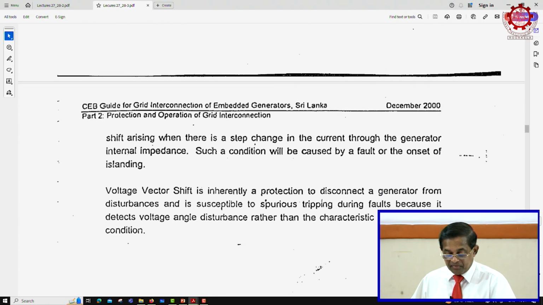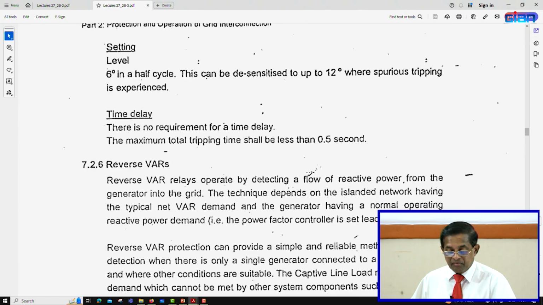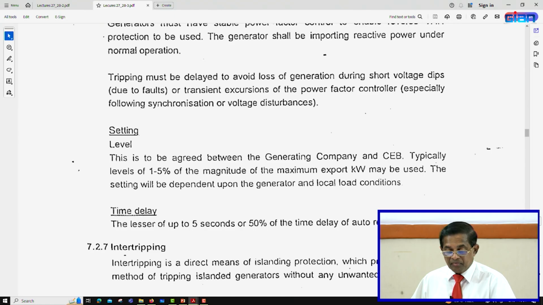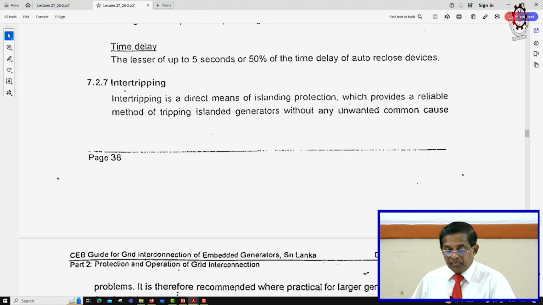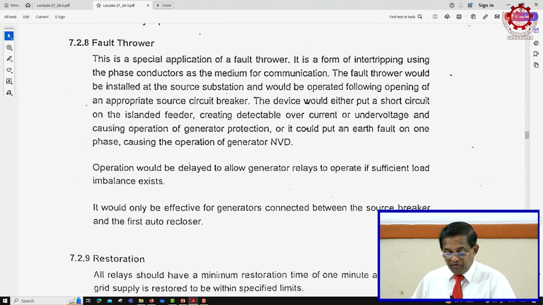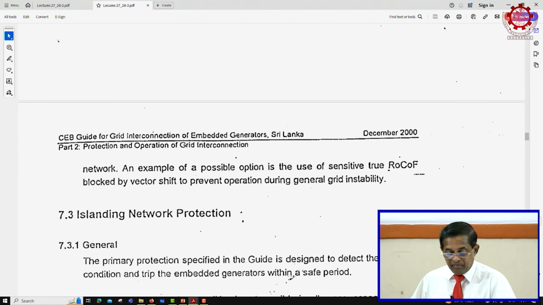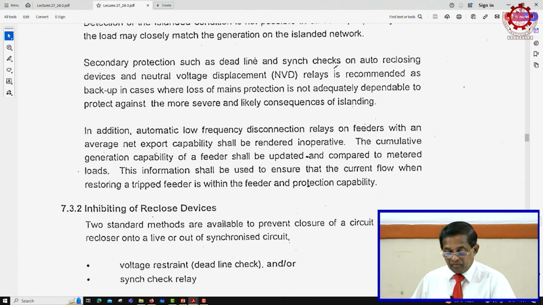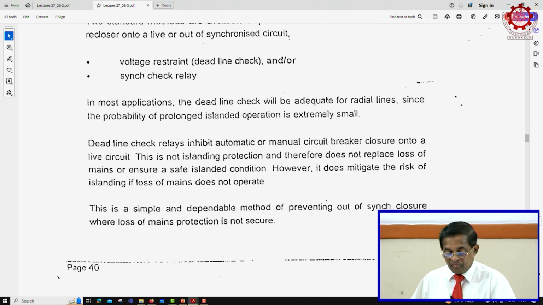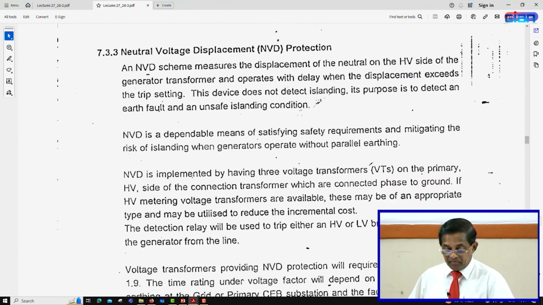Voltage vector shift, then settings, reverse VARs, intertripping, all of them are specified. So, you must adhere to the values given here. It may be different from utility to utility, right. So, you can't use one utility's embedded generation guidelines with another utility in another area. Neutral voltage displacement protection.